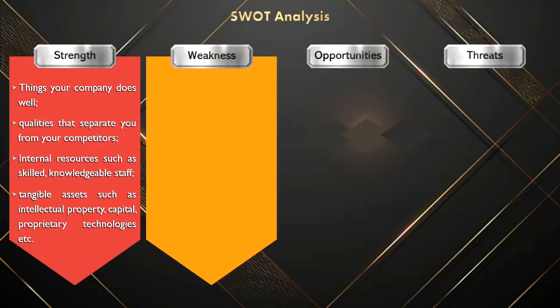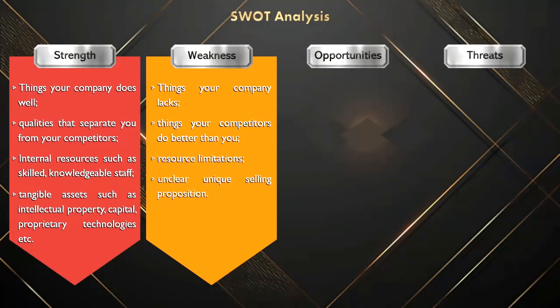Second column is weakness, kahinaan, tanang tao na adunay weakness, no? Even the top one company has weakness. Now, here in the second column, you will put the things your company lacks, things your competitors do better than you, resource limitations, and unclear unique selling propositions.